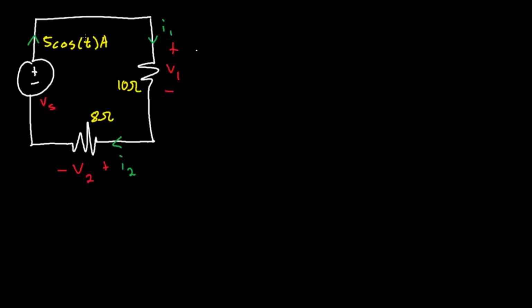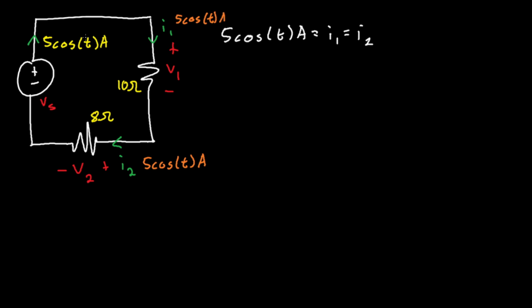Let's go ahead and solve this circuit. So we have a current of 5 cosine of t amps. Well, since this is a series circuit, your 5 cosine of t amps is equal to all the other currents. So I of 1 and I of 2 are also equal to 5 cosine of t amps. So 5 cos t amps and 5 cos t amps here. Now that we know the current, we can simply apply Ohm's law for both of the resistors. So if you apply Ohm's law for both the resistors, you can find the voltages at these resistors.